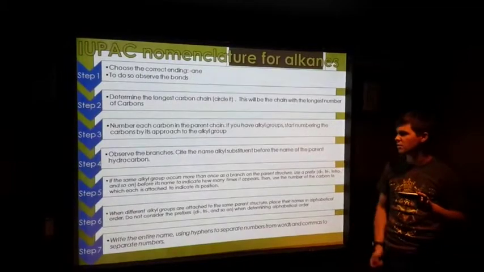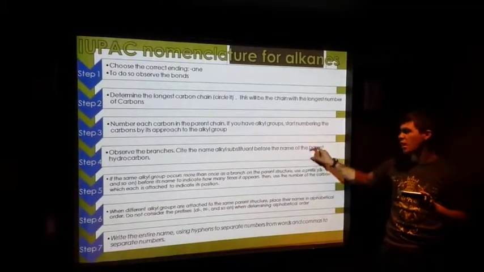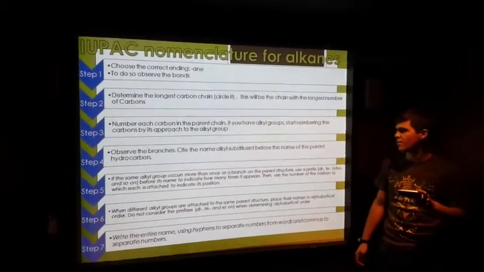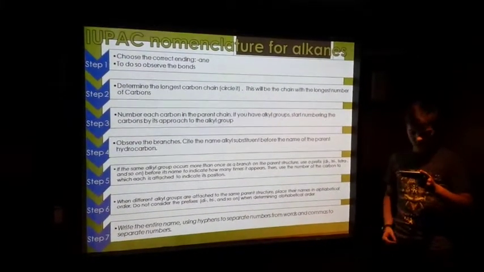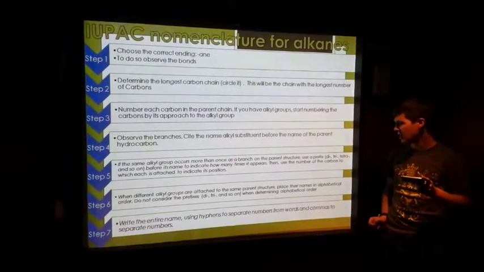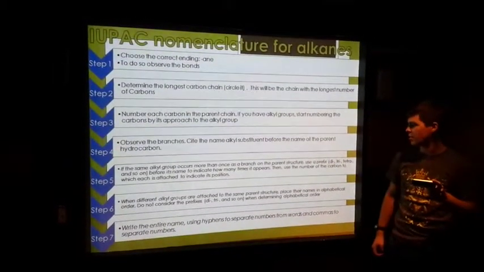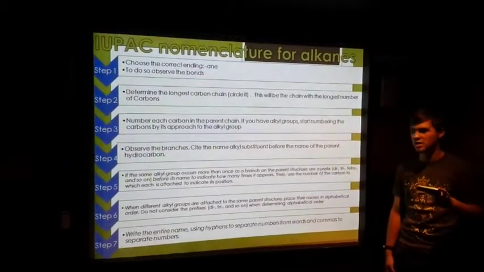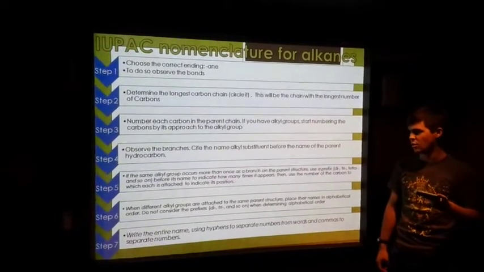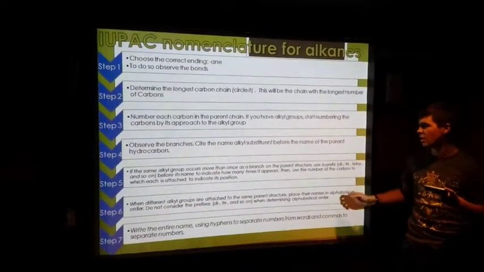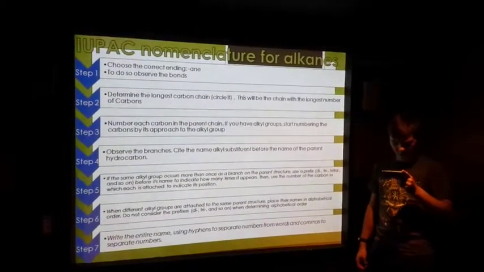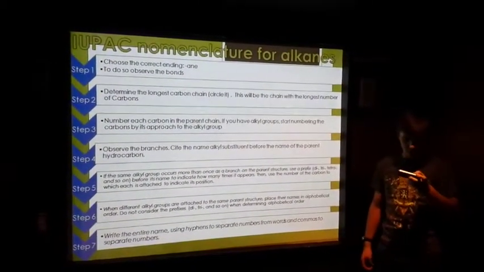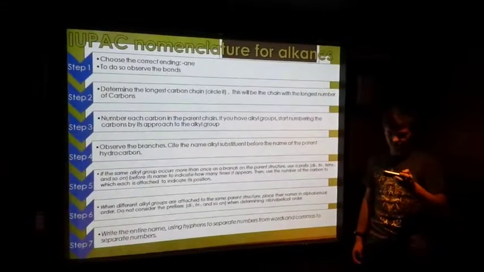Step 4 is to observe the branches. Cite the name of the alkyl substituent before the name of the parent hydrocarbon. Step 5, if the same alkyl group occurs more than once as a branch on the parent structure, use a prefix, it can be di, tri, or tetra, and so on, before its name to indicate how many times it appears. Then, use the number of the carbon to which it is attached to indicate its position.